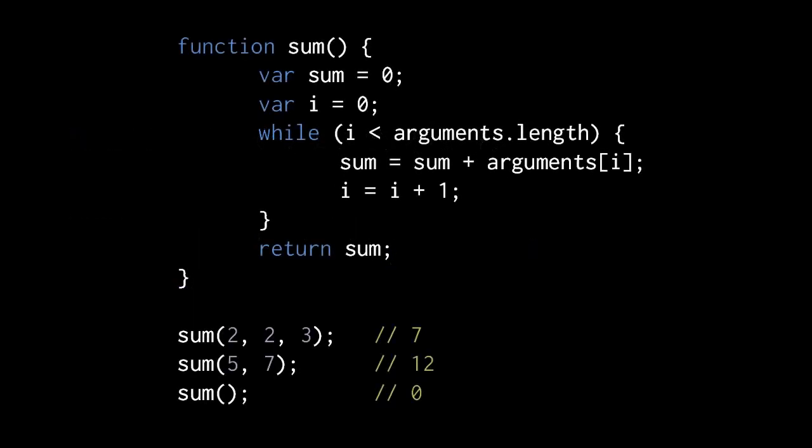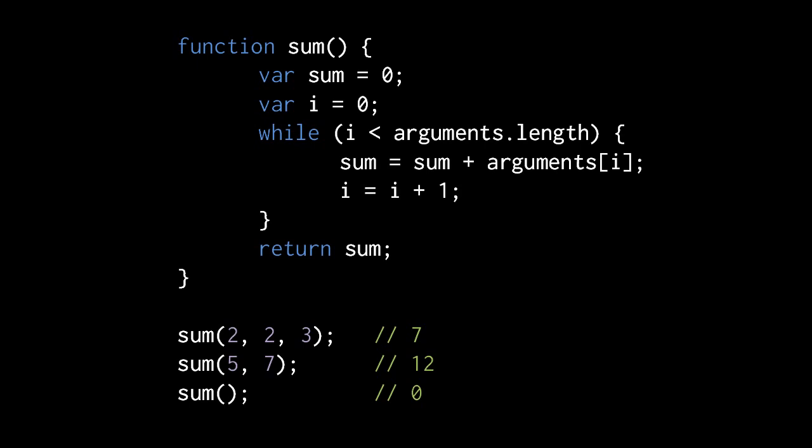Using the arguments array, we can write a function which sums together all the arguments passed to the function, no matter how many arguments are given. We'll call this function sum, and notice it has no parameters. In the function, we use a variable sum to keep tally of the value we're going to return, and we use a counter variable i to step through each item of the arguments array in a loop.